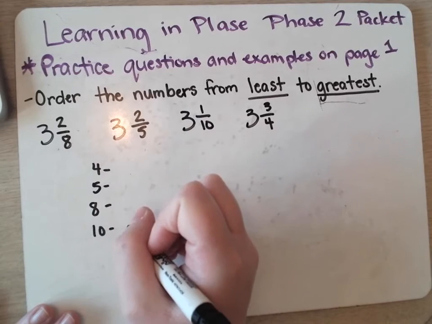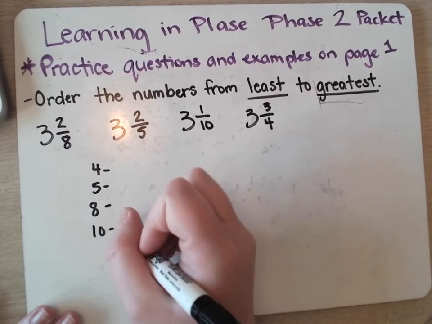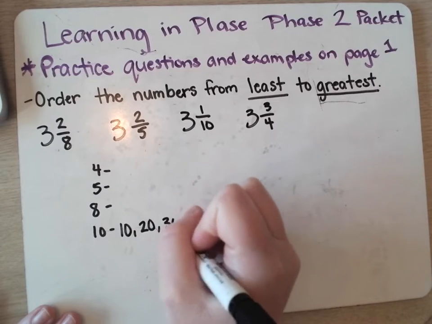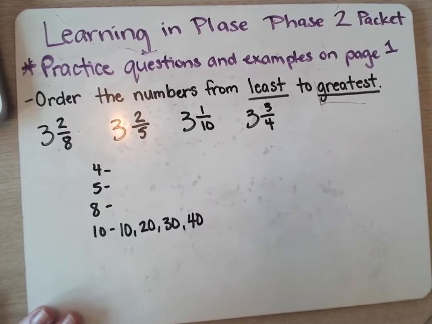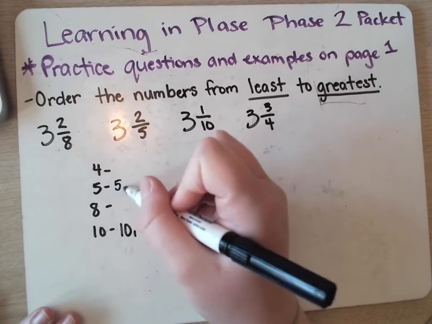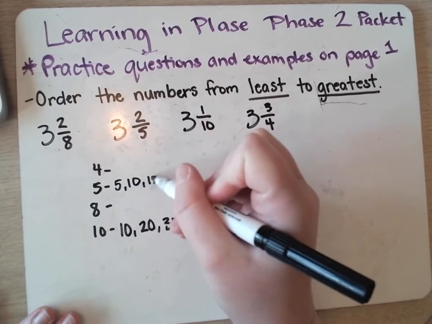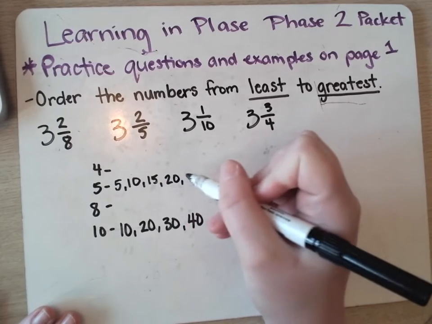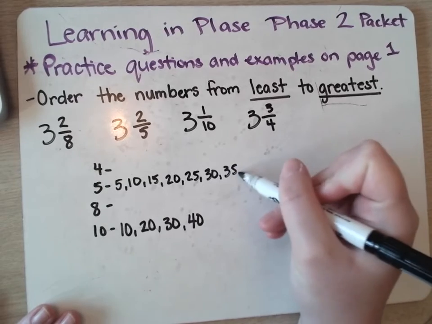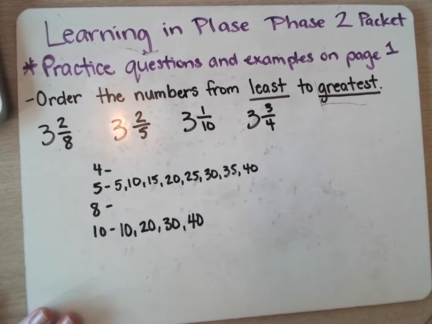With 10, I'm going to do that one first because that one's probably the easiest one for you to do, 10 and 5. So 10, 20, 30, 40. Now I'm going to go up to the 5s. I'm going to do these, 5, 10, 15, 20, 25, 30, 35, 40.